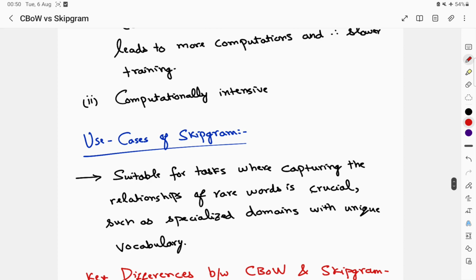The use case for Skipgram is that it is very suitable for tasks where capturing the relationships of rare words is crucial, such as if you work in a specialized domain which has its own unique vocabulary. In that case, Skipgram would be a much better choice compared to CBOW.